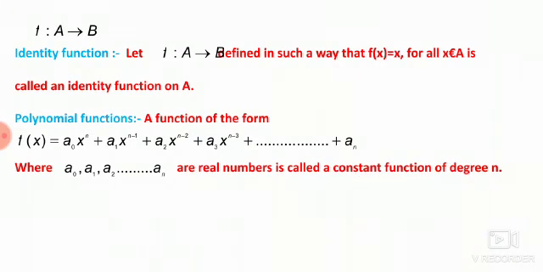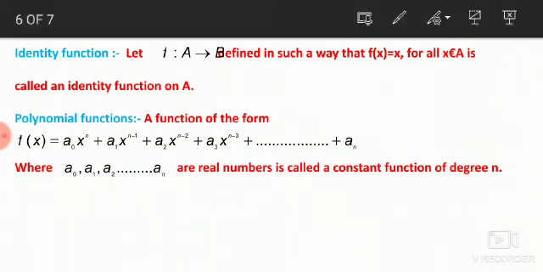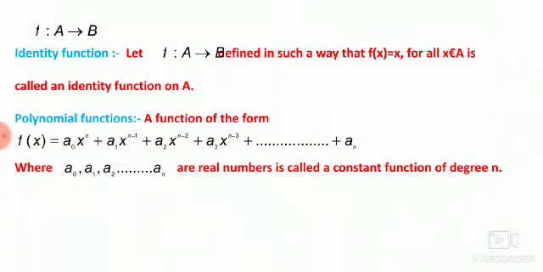Now let me define one more type of function, called a polynomial function. A function of the form f of x is equal to a0 x to the power n plus a1 x to the power n minus 1 plus a2 x to the power n minus 2 plus a3 x to the power n minus 3 and so on plus an, where a0, a1, a2, a3 and an are real numbers, and a0 is called a constant, and this is a function of degree n. Therefore, such a function is known as a polynomial function.